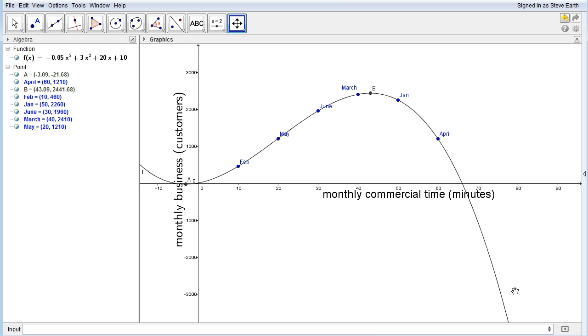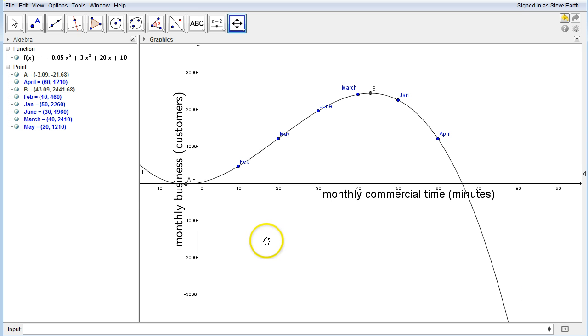So what that would be saying is that if you aired so many minutes of commercial time, suddenly you're getting a negative amount of customers. Now, I don't think that really makes sense in real life, right? I mean, what would negative customers mean? So it doesn't really make sense. So the answer is no, this model really doesn't work when the number of minutes starts getting large, because it starts predicting negative numbers of customers, which doesn't really make any sense.